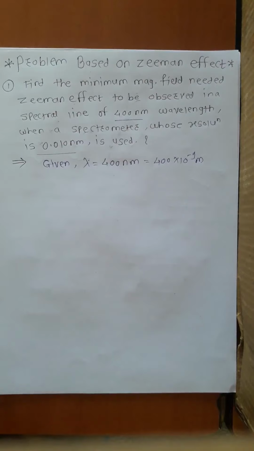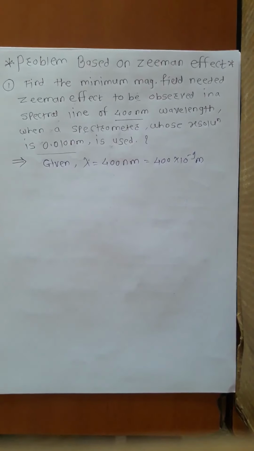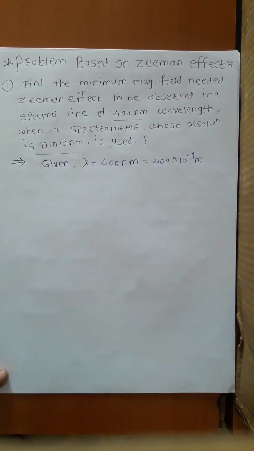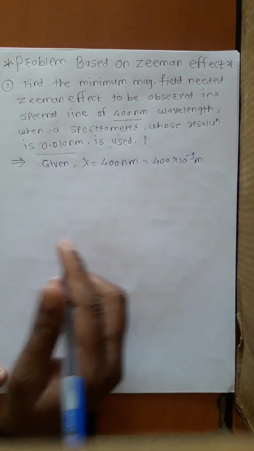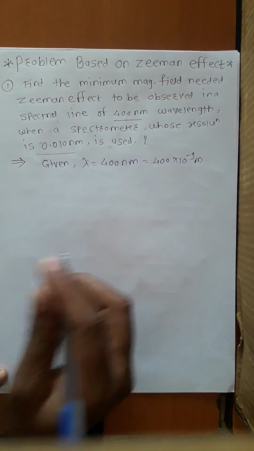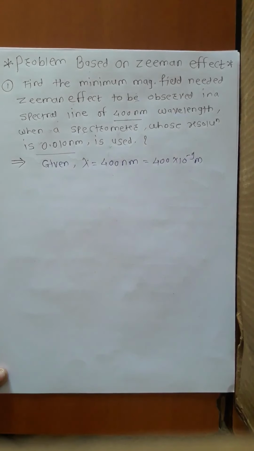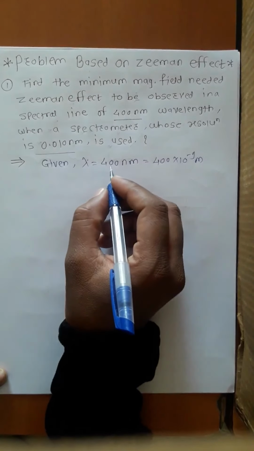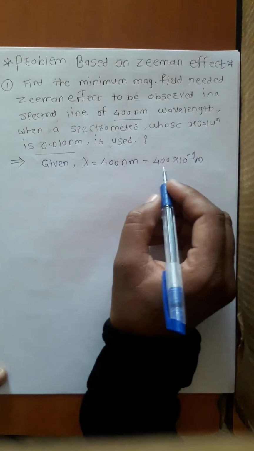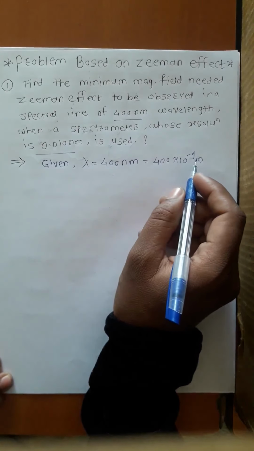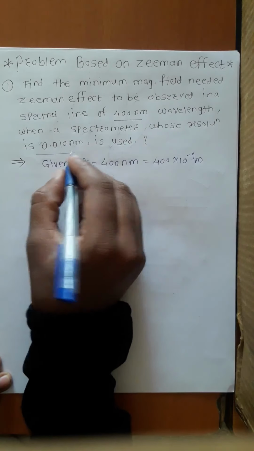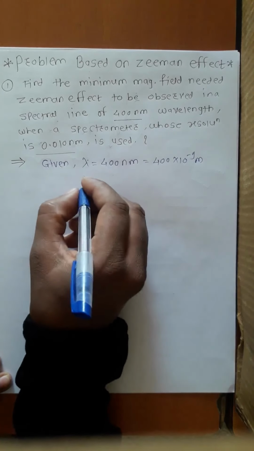We have to complete too much syllabus, therefore I will discuss here only 3 or 4 problems. The remaining problems you should solve as homework and send the assignment to me through the group Google Classroom. Therefore lambda is equal to 400 into 10 raised to minus 9 meter, and we will get the resolution for this wavelength.